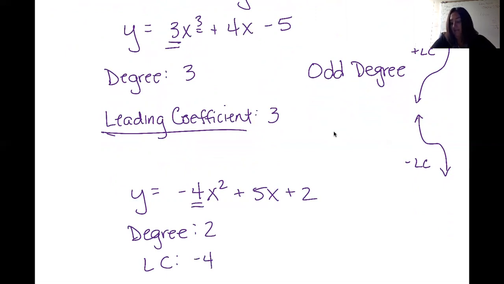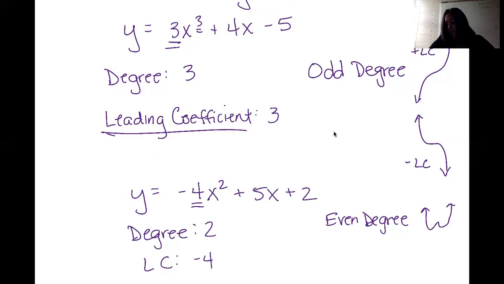Now, if we have an even degree, either both ends open up, so it could look something like that, or both ends go down, so it could look something like that. Now, if both ends are going up, that's a positive leading coefficient. If both ends go down, that's a negative leading coefficient. So in this one, we have a negative leading coefficient, so we know both ends on the left and right would go down. So this should be a little bit to get you started in the polynomials of higher degree.